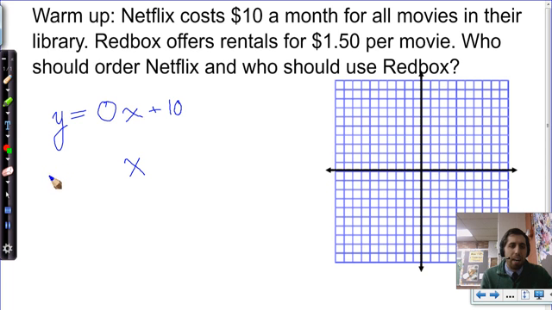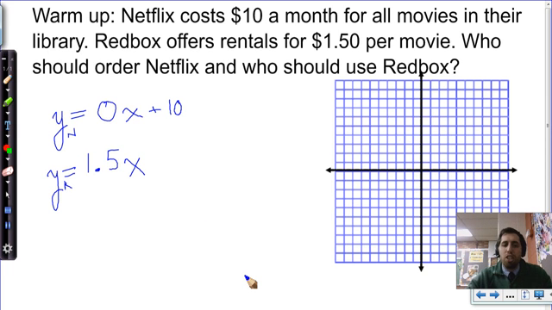For Redbox, there's no startup fee, so there is no y-intercept. You don't have to pay anything if you don't watch any movies. But you do have to pay $1.50 every time you watch or order another movie. So we'll put 1.5x. So that's Redbox, and that's Netflix.